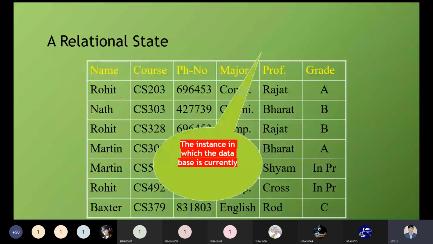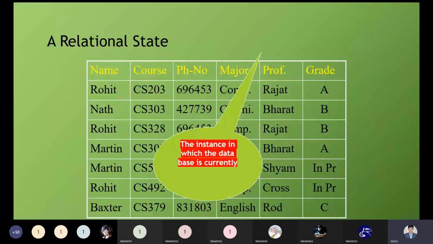Now, the instance in which the database is currently, so there will be some instance on which the database is created. So this is the instance of the relation we have over here, that is the student relation. The instance on which the database is created means the moment on which the database information is to be entered or updated and so on. From this point we need to learn the important part.